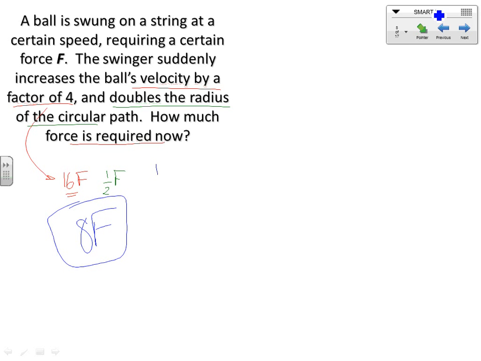And again, if you don't dig that, you can do this. F is mv squared over r. If you start with the first one and say, okay, mass of 1, velocity of 1, radius of 1, we get 1. Doesn't say anything about the mass, keep that the same. Quadruple the velocity and double the radius. That's 8, right? 8 times as much. So if you want to use those simple numbers, feel free.